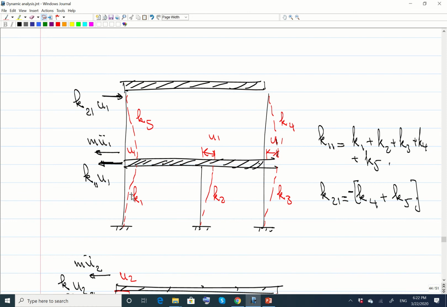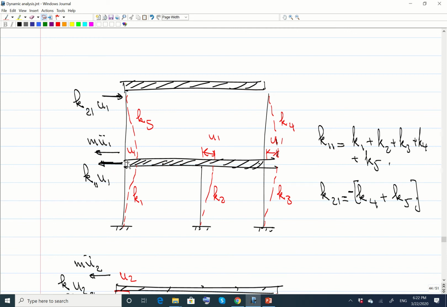So K11 comes from the contribution of all 5 columns that want to push the first story, or the first floor here, back to its initial position. So it's going to be equal to K1 of the first column, which we mentioned before. It's 12EI divided by L cubed if it's a rigid floor, or 3EI divided by L cubed if we have pinned end columns. And K2 and K3, K4 and K5, all 5 columns want to move that back.